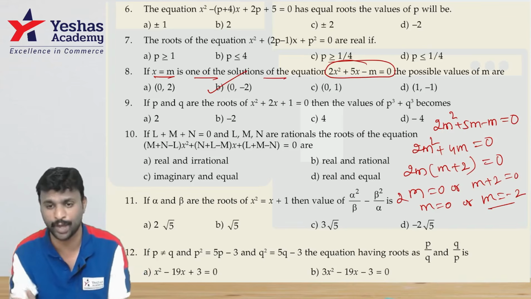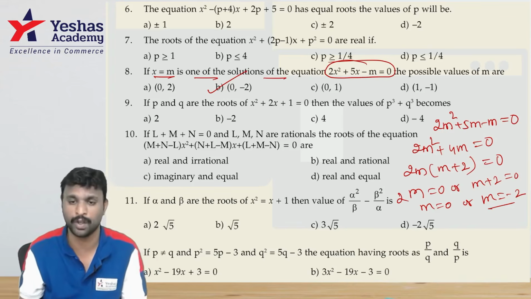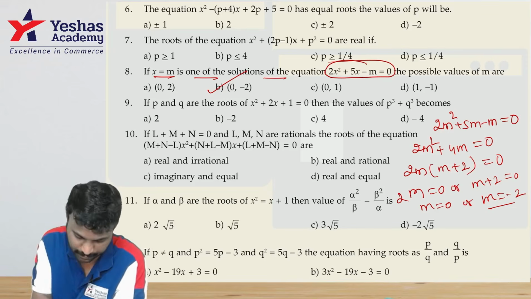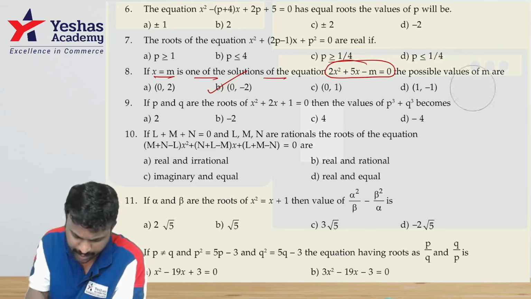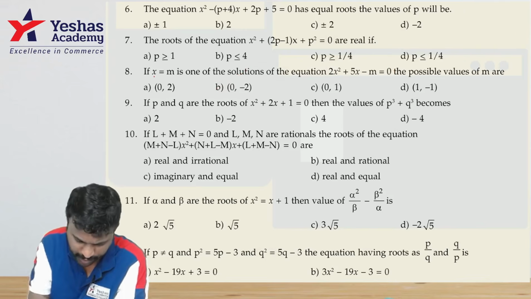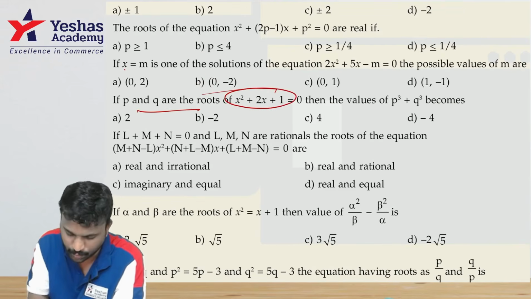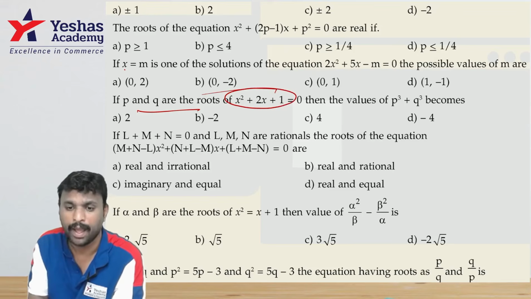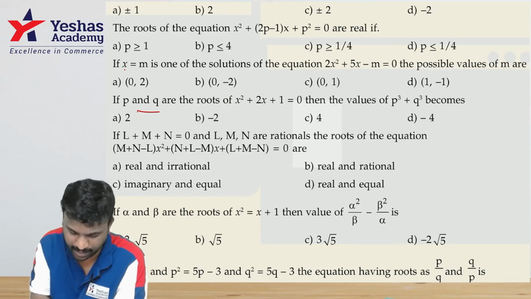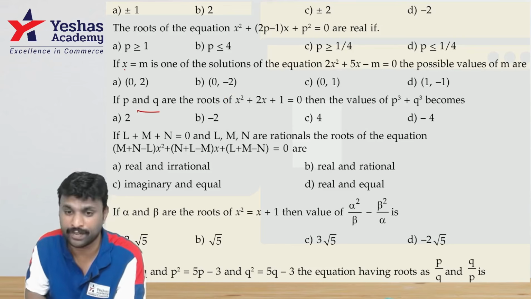So x equal to m is one of the solutions. That means x equal to m you can put in the equation to solve for m. Have you understood? Guys, moving on to the next question, question number 9. P and Q are the roots of this equation. So what can we find out from here? Guys, first of all, is it factorizable? Yes, of course. It is definitely factorizable.